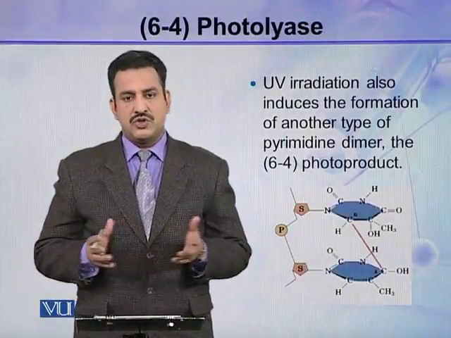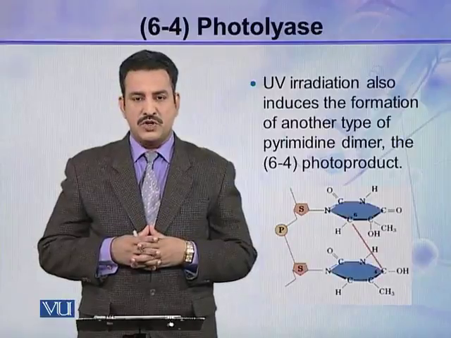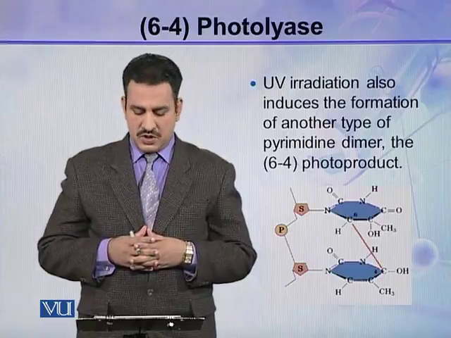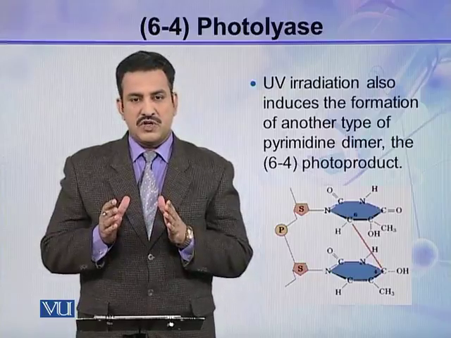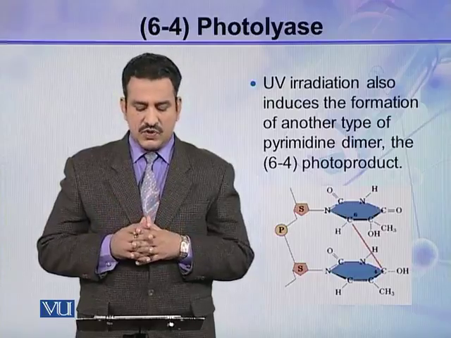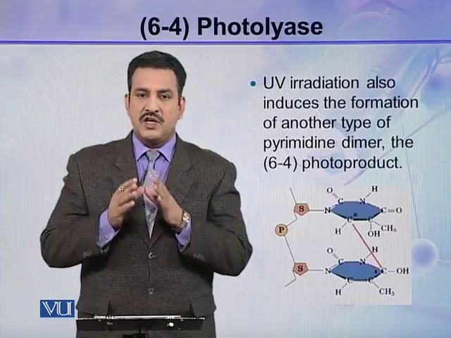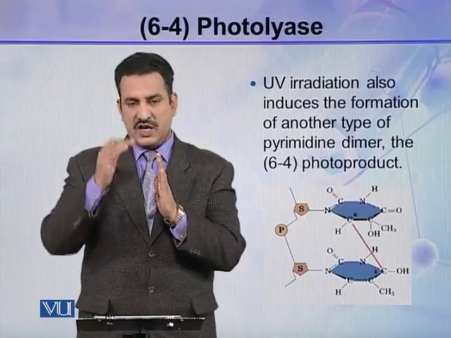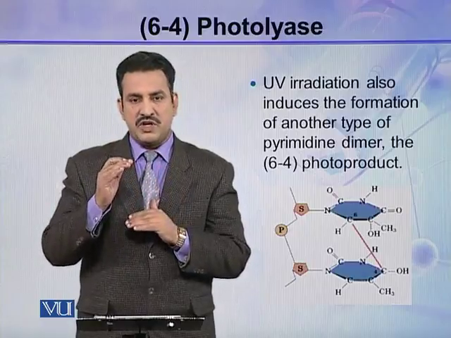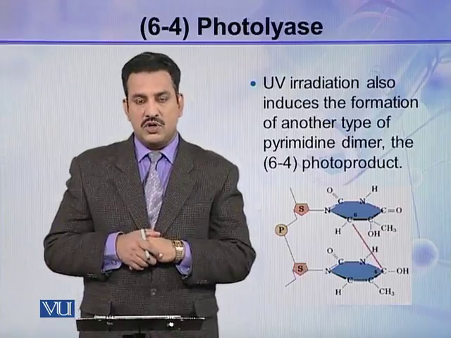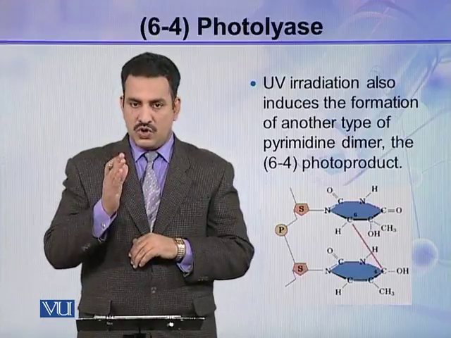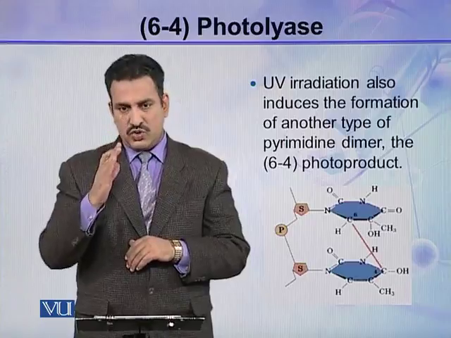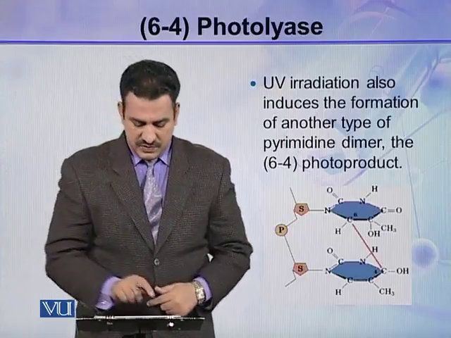UV irradiation, as you know, also causes the formation of another type of pyrimidine dimer, and that is the 6,4 photoproduct. The difference between the CPD and this 6,4 photoproduct is that in cyclobutane pyrimidine dimer there are two bonds between the adjacent thymine residues or adjacent pyrimidine residues. But in the case of 6,4 photoproduct, there is only one bond, and that is between adjacent thymines, between the C4 and C6 of these thymine bases.